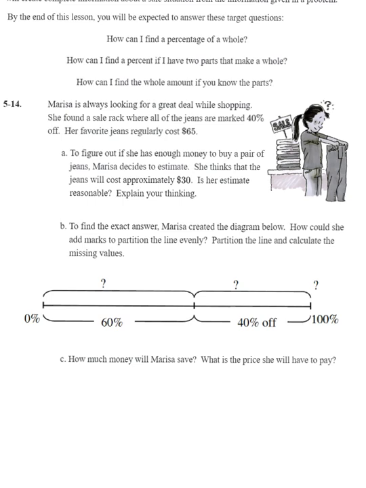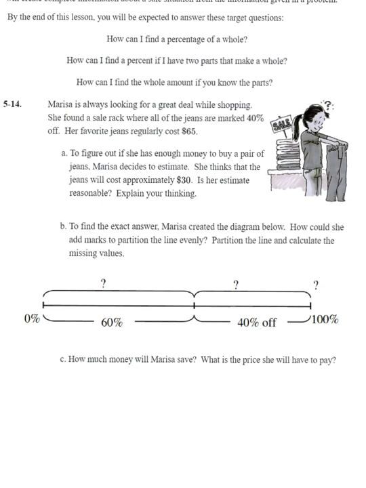If she sees these jeans that are normally $65 on sale for 40% off, is $30 enough? Is it more than enough? Is it not enough? In B, we're actually going to figure out what the answer would be. It says to find the exact answer, Marissa created the diagram below. How could she add marks to partition the line evenly? Partition the line and calculate the missing values.